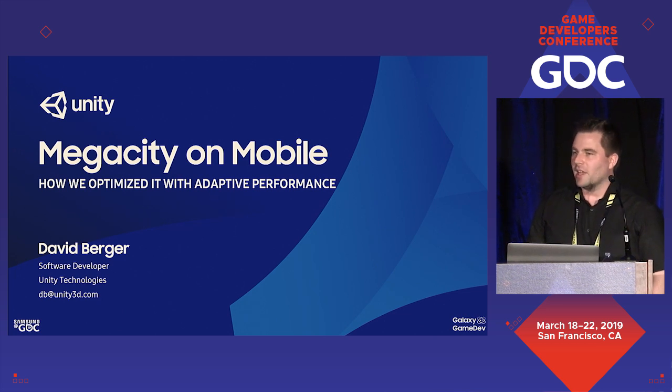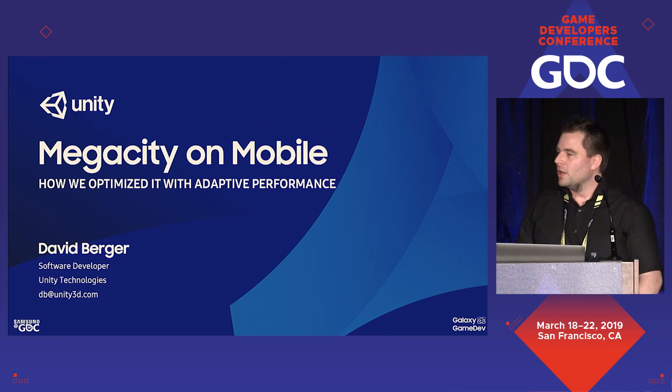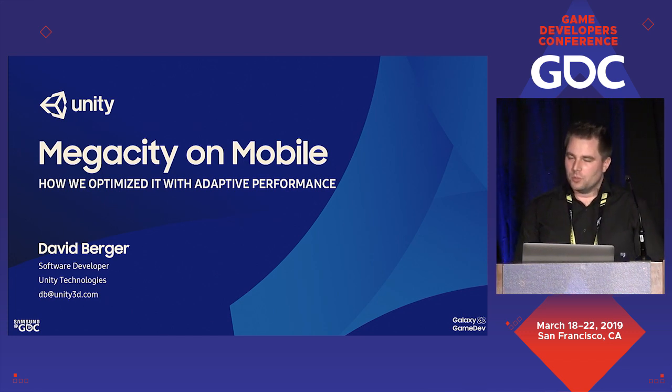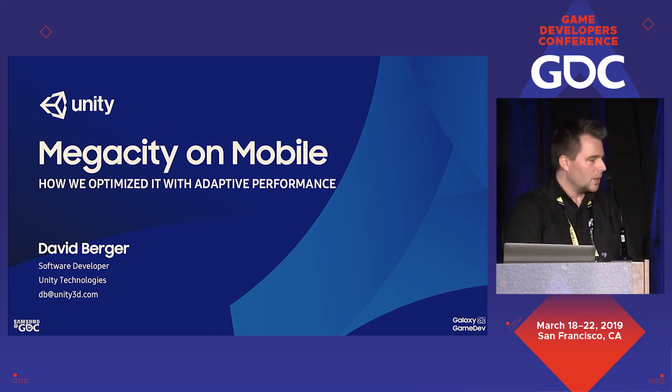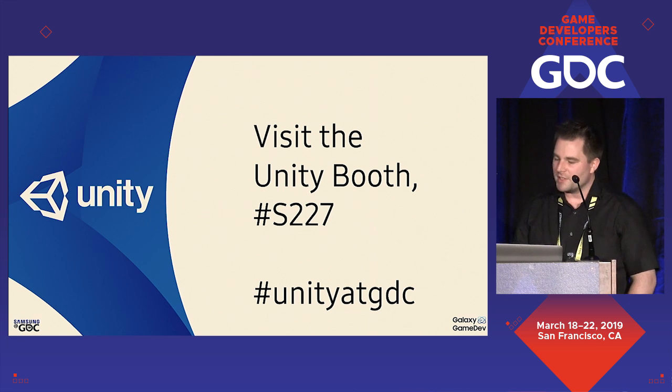Those are games like Hearthstone or Ori and the Blind Forest. Pretty much anything mobile related really has the same kind of issues. And to get around those, we collaborated with Samsung to work on the adaptive performance SDK.